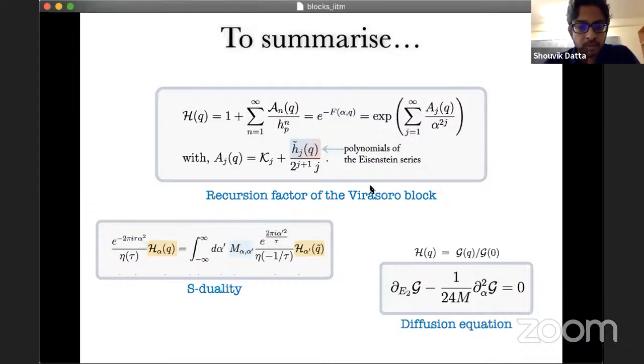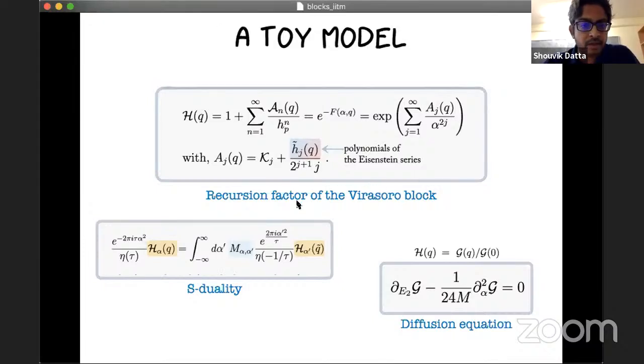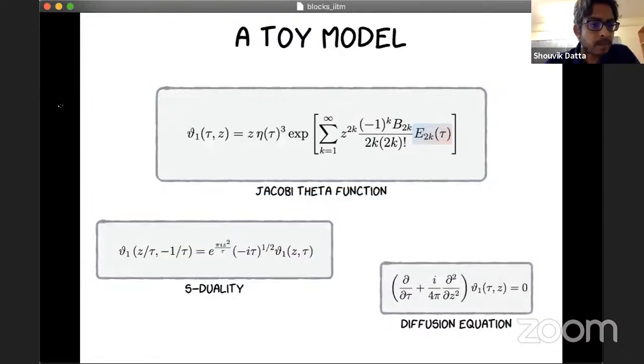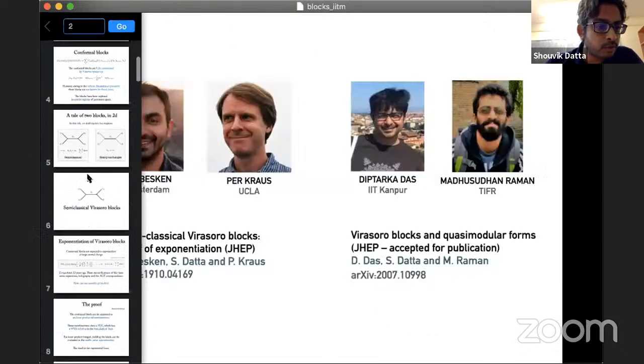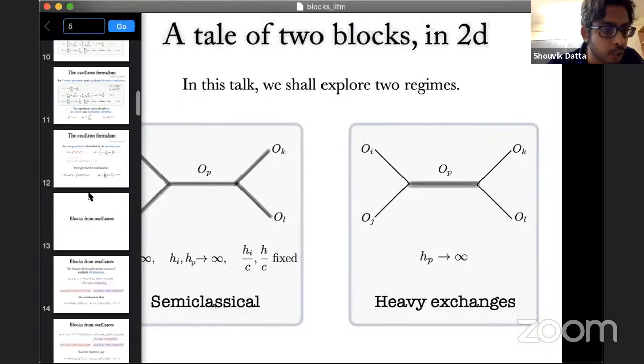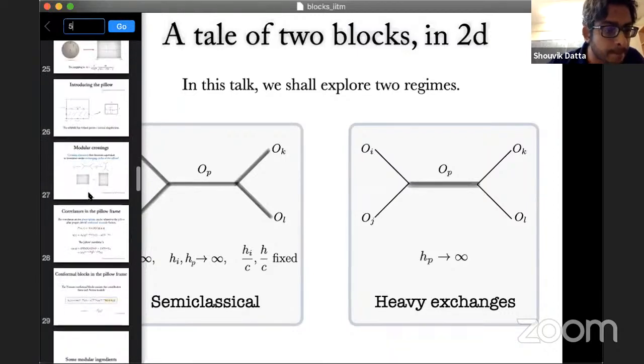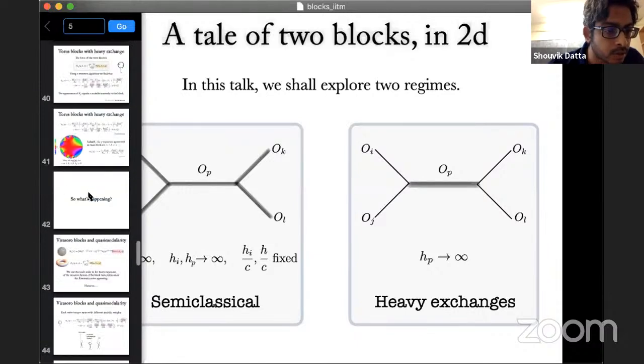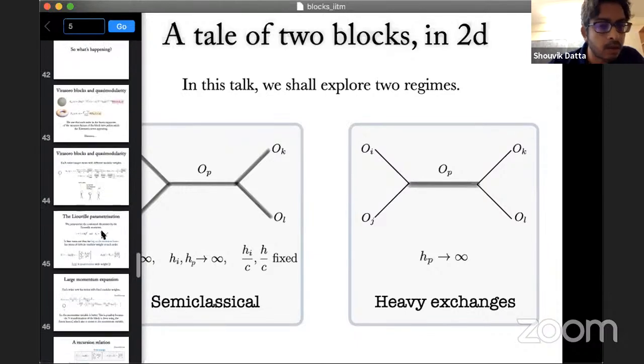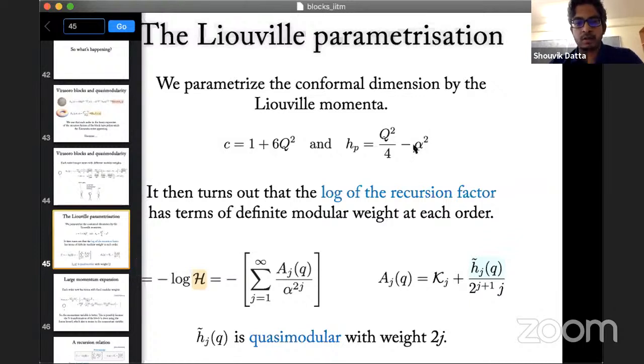Yes, I think complexifying alpha would make sense actually. If you look at the Liouville parameterization, it's actually purely imaginary. Just a moment, let me get to this slide. Yes, so alpha has to be purely imaginary if you focus on C greater than 1 theories.